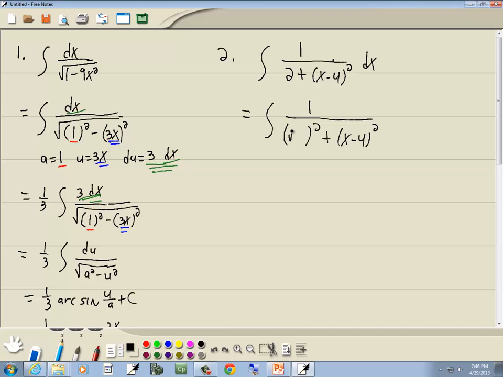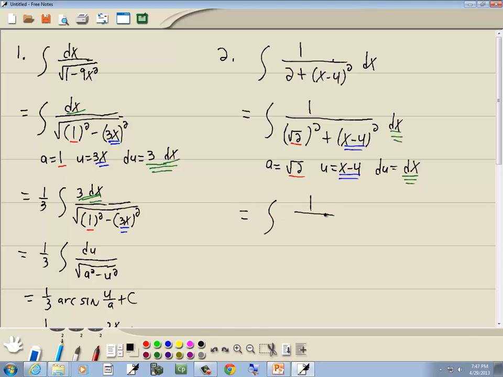Now the 2 we can rewrite as the square root of 2 to the second power, because going backwards, the square root and the second power cancel each other and just leave you the 2. So a is going to equal the square root of 2. U is going to equal x minus 4. And du, the derivative of x minus 4, is 1, so we get 1 dx or just dx. And the a is accounted for. This is going to be u, so that's accounted for. And then our dx. So everything's accounted for in our problem.